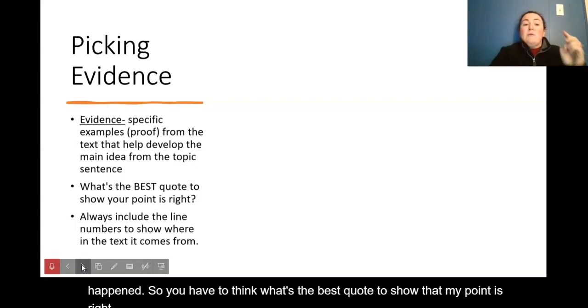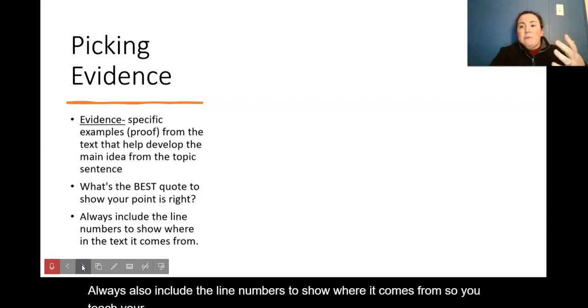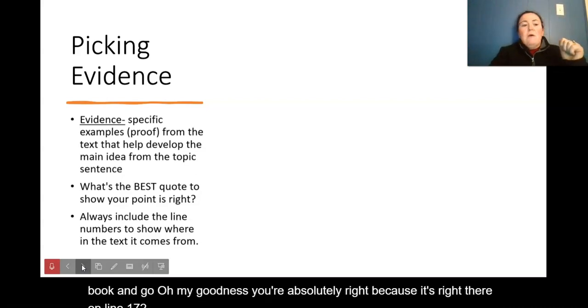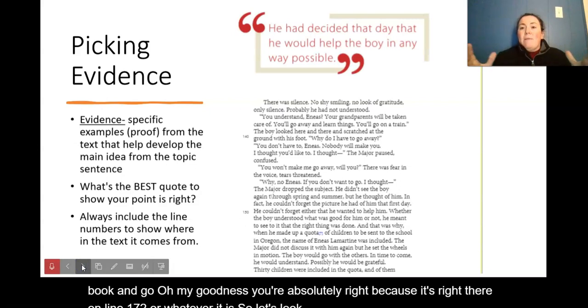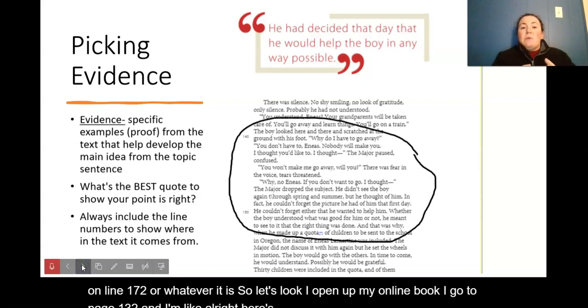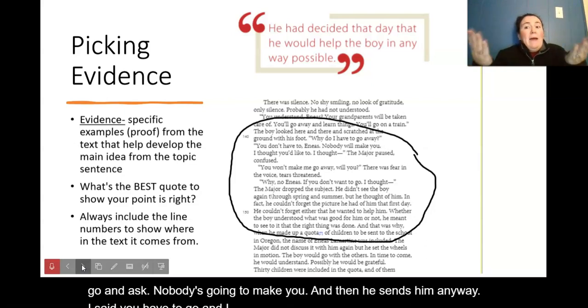Always also include the line numbers to show where it comes from, so your teacher knows you're not just making up some quote. They can go check the book and say, oh my goodness, you're absolutely right, because it's right there on line 172 or whatever it is. So let's look. I open up my online book, I go to page 132 and I'm like, oh, right. Here's where he was like, you don't have to go, Aeneas. Nobody's going to make you. And then he sends him anyway. I said you don't have to go, and I sent you. I lied to you.